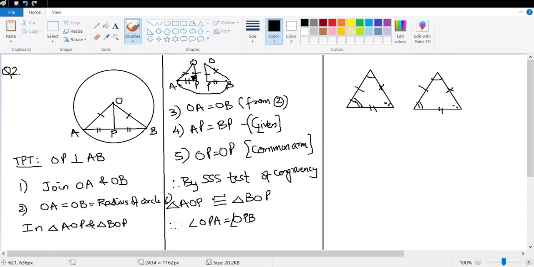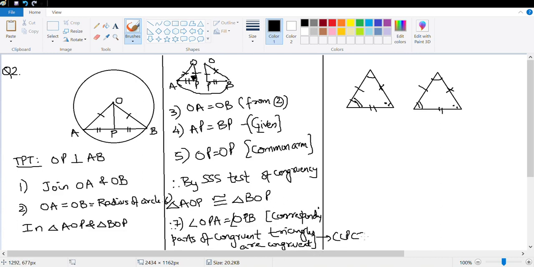So this is my next part, which is number 7. Why is this? This is corresponding parts of congruent triangles are congruent. Now you already know that this is written in short form as CPCTC, and this is an accepted short form. So from now on we will not be writing this full sentence. I will just be referring to it as CPCTC. So that angle OPA and angle OPB are equal, which means this angle and this angle are equal.